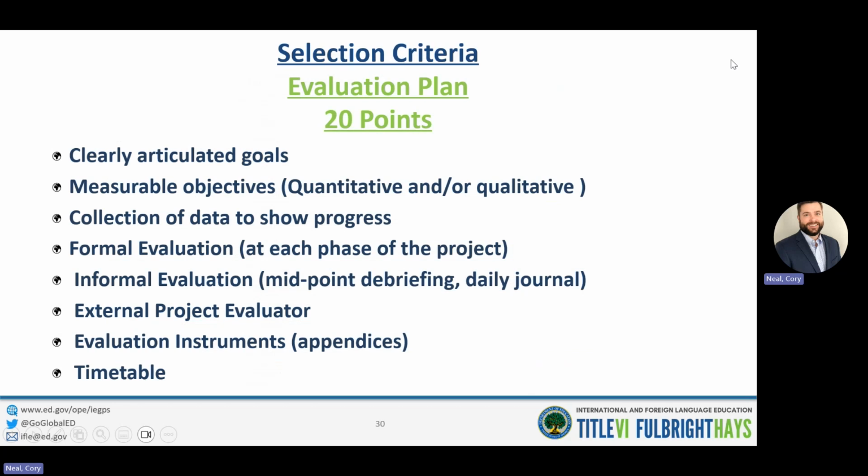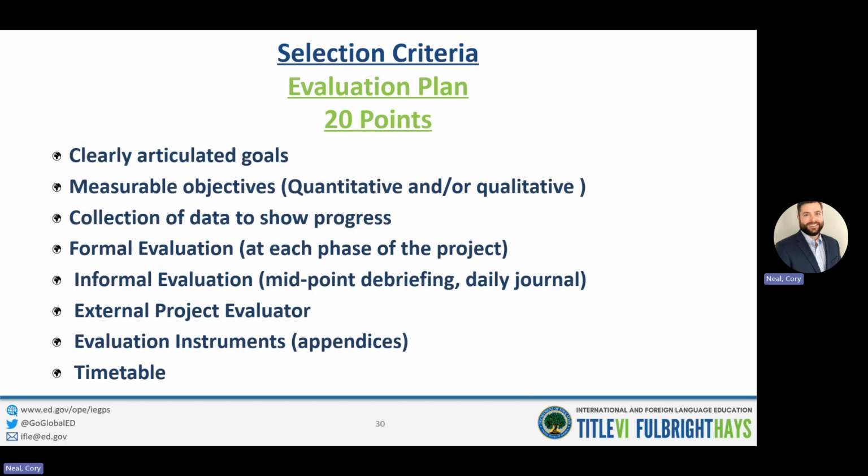Okay, evaluation plan, the other 20-point criteria. A well-designed evaluation plan includes clearly articulated goals, measurable objectives, both quantitative and qualitative, ways to collect data to show progress, formal evaluations at each phase of the project, informal evaluations as well, which can be, again, daily journaling or midpoint debriefs. To add credibility to your evaluation plan, we highly encourage using an external evaluator that is independent of your project. So possibly someone who is outside of your academic department or someone who's even external to your institution.